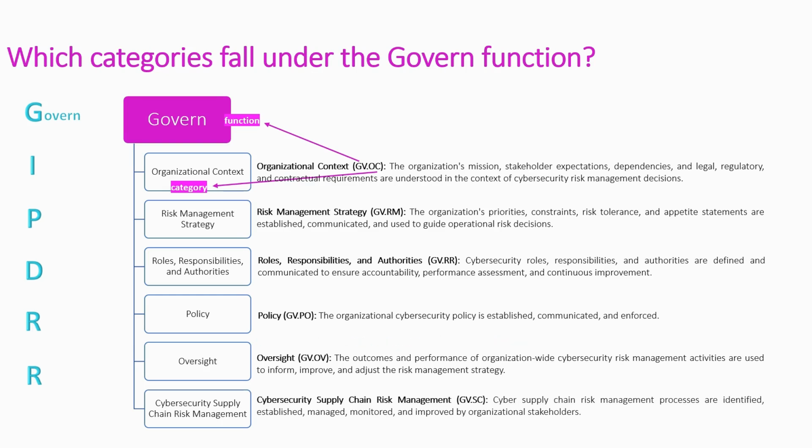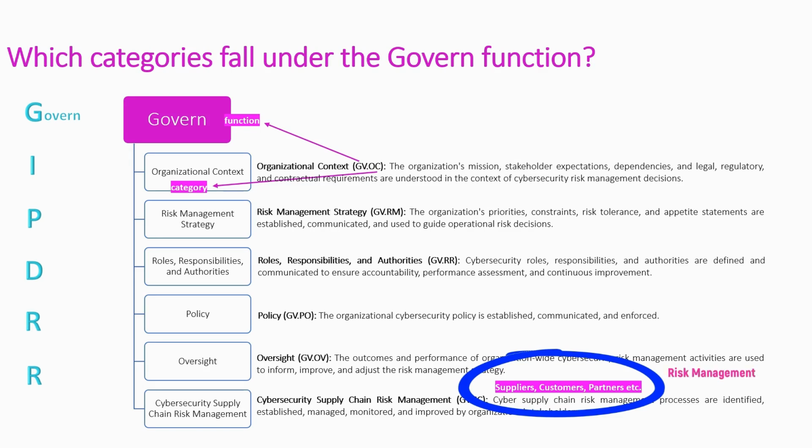The last category is about supply chain risk management. Supply chain here indicates suppliers, customers, partners, etc. So this category requires that cybersecurity supply chain risk management processes are identified, established, managed, monitored, and improved. We will discuss in detail how to implement all the categories in our subsequent slides.